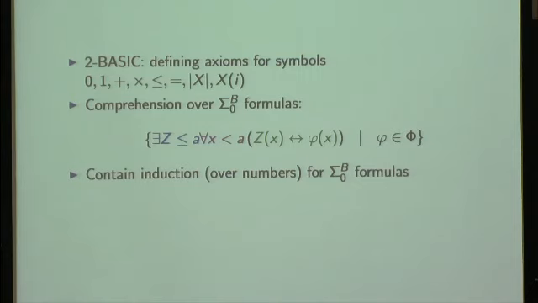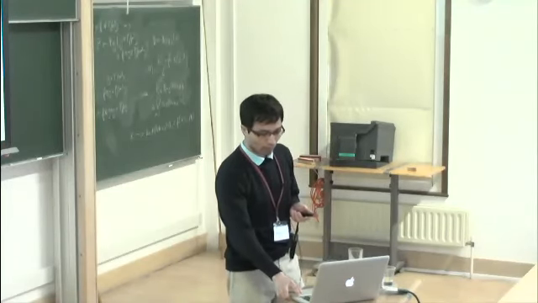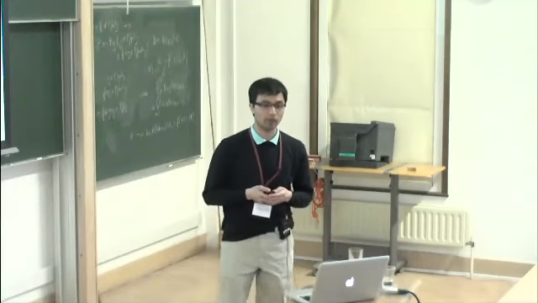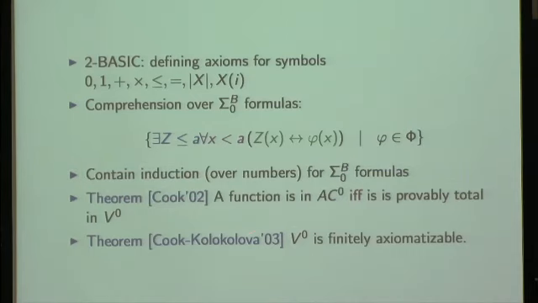Because we have the length function in the language, comprehension will imply induction over numbers for the class of sigma 0b formulas. And Cook proved that V0 is a theory that is associated with AC0. That means that a function is in AC0 if and only if it is provably total in the theory. And Cook and Kolokolova proved that this theory is finitely axiomatizable. So later on, when we add to V0 a single axiom, the new theory will also be finitely axiomatizable.